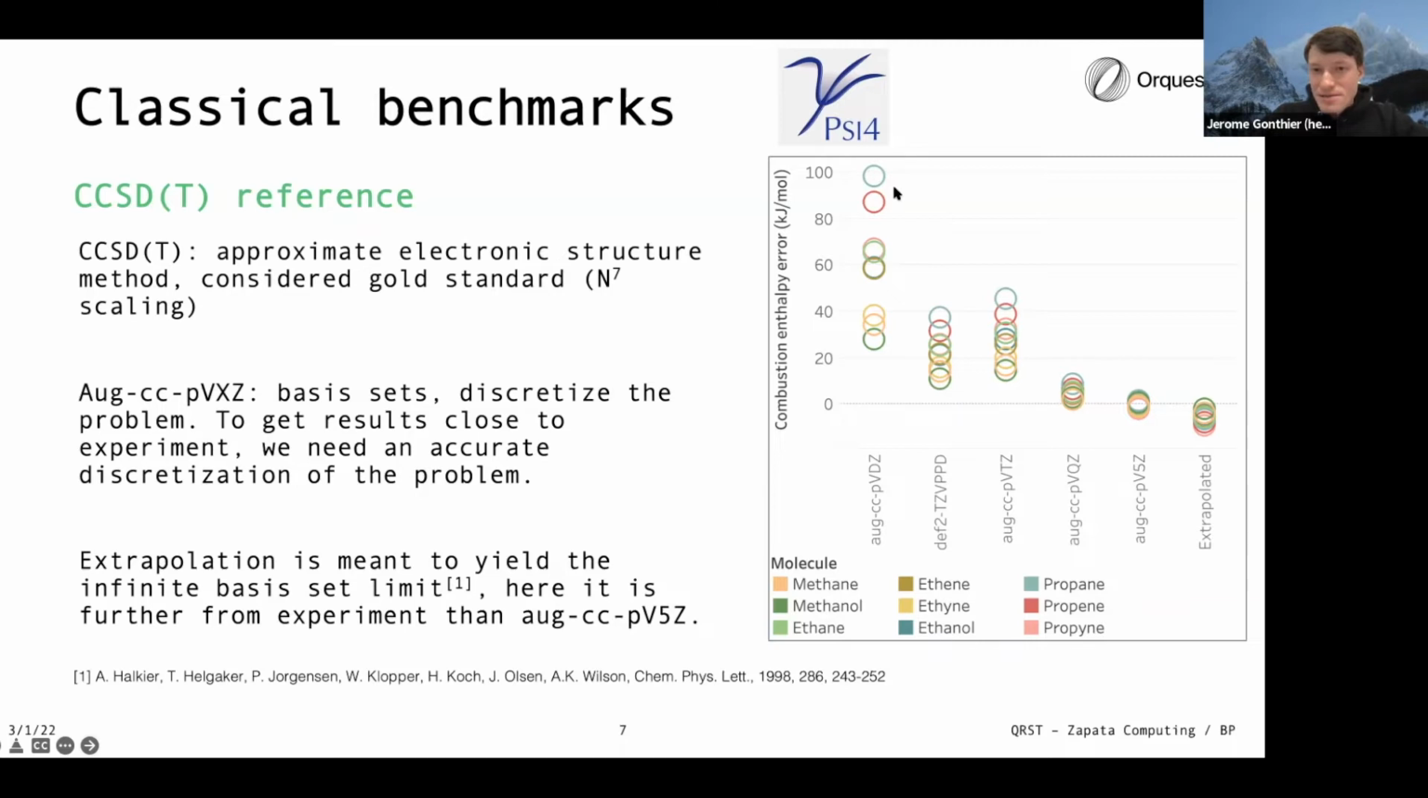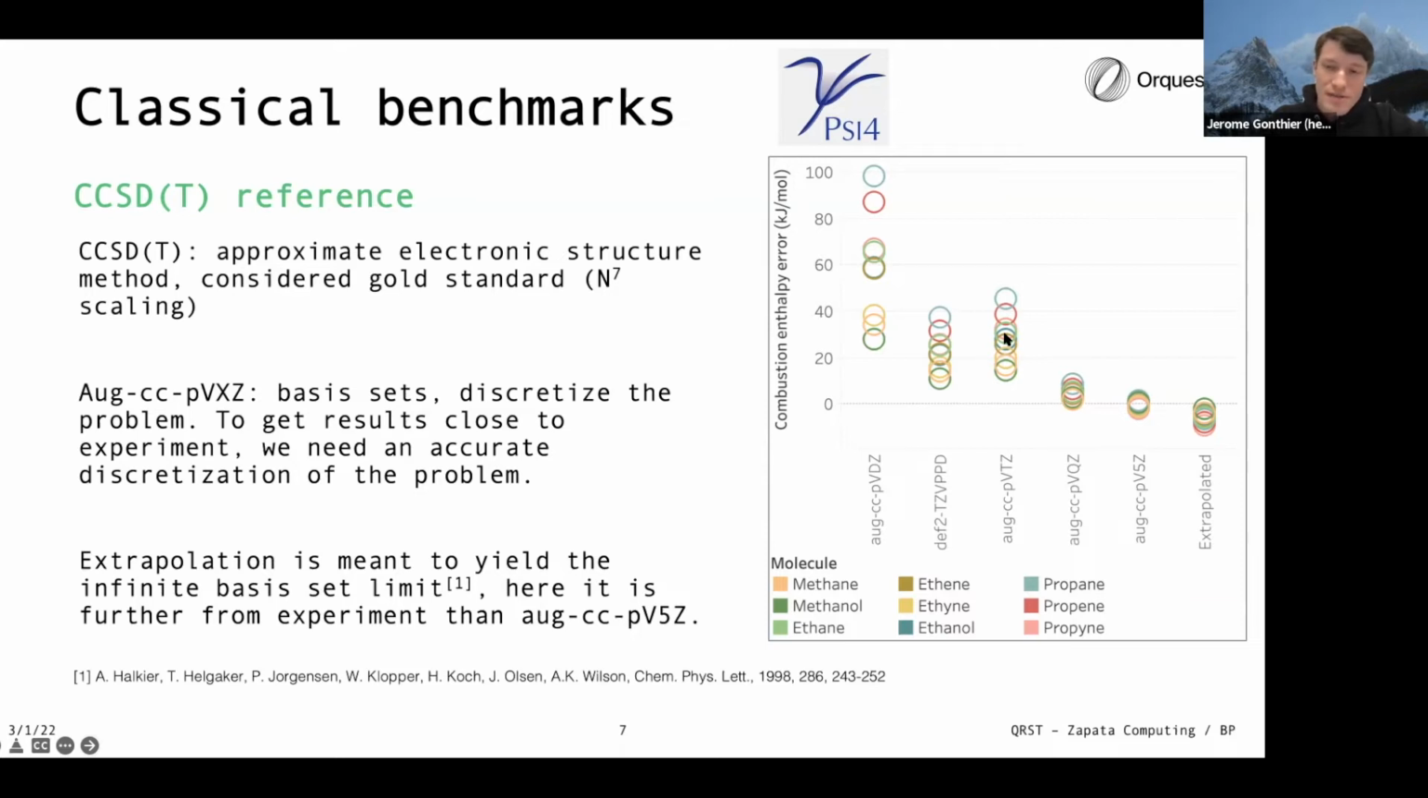So here we see that when we look at the errors with respect to experiment, with a small basis set, with a coarse discretization of the problem, we have pretty large errors. And as we go to larger basis sets, we converge towards the experimental result, which is very encouraging. When we extrapolate the results, so it's like trying to get to the infinite basis set limit by taking results from the previous calculations, we see that we actually get a bit further away from experiment, and that is probably due to some of the approximations inside the gold standard method.